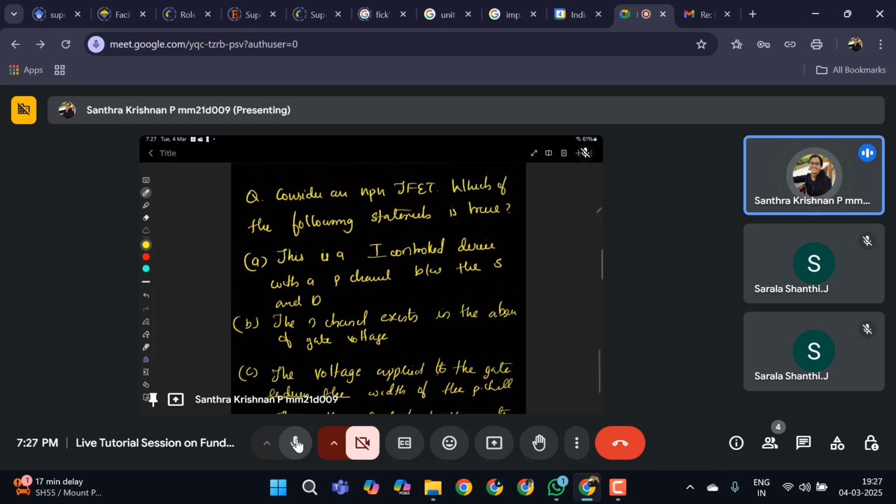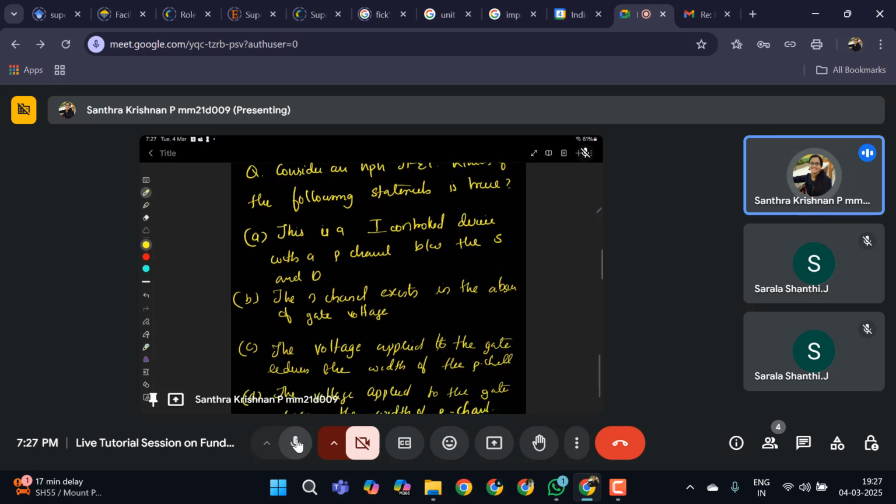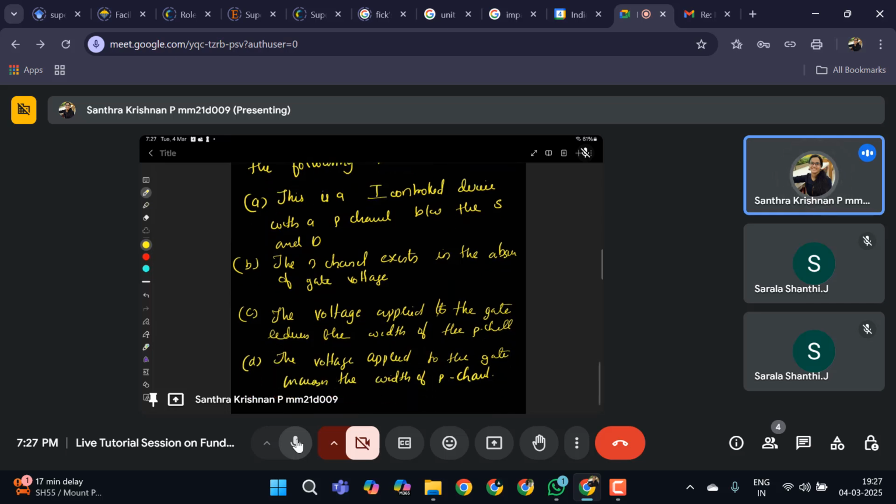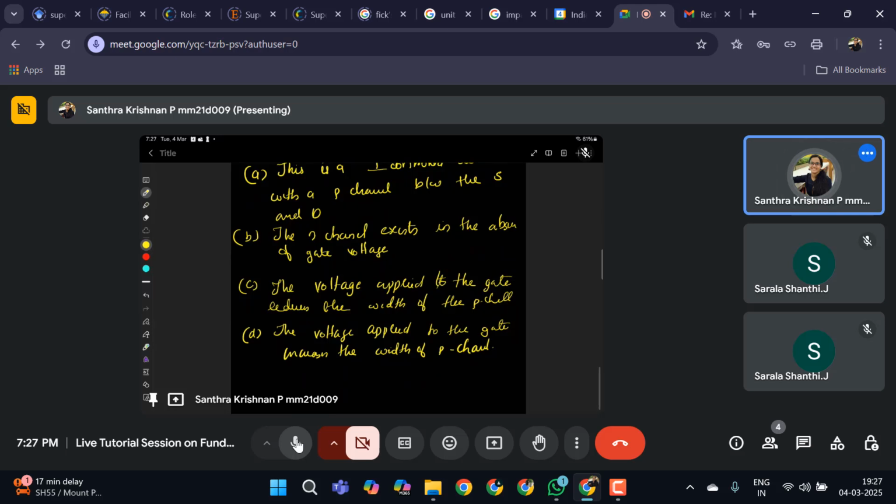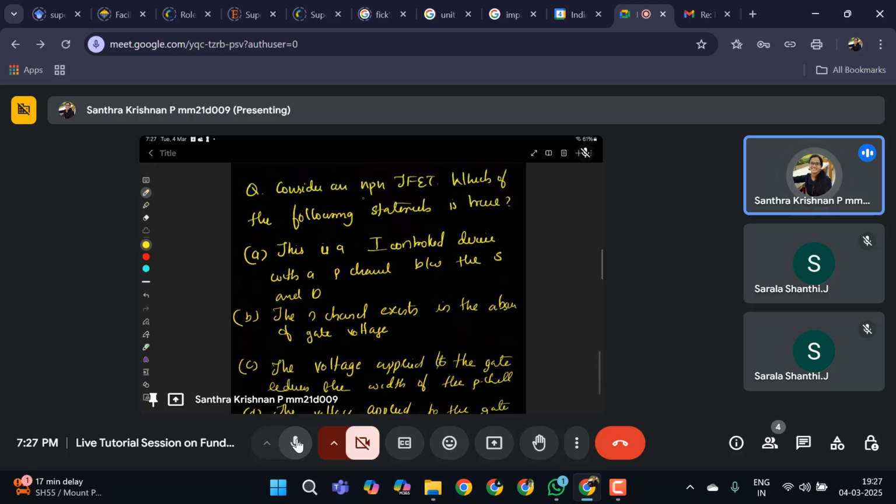So we have an NPN JFET. Which of the following statements is true? This is a current controlled device with a P channel between the source and drain. The N channel exists in the absence of gate voltage. The voltage applied to the gate reduces the width of the P channel. And finally, the voltage applied to the gate increases the width of the P channel. So we are considering an NPN JFET, and which of the following statements is true?